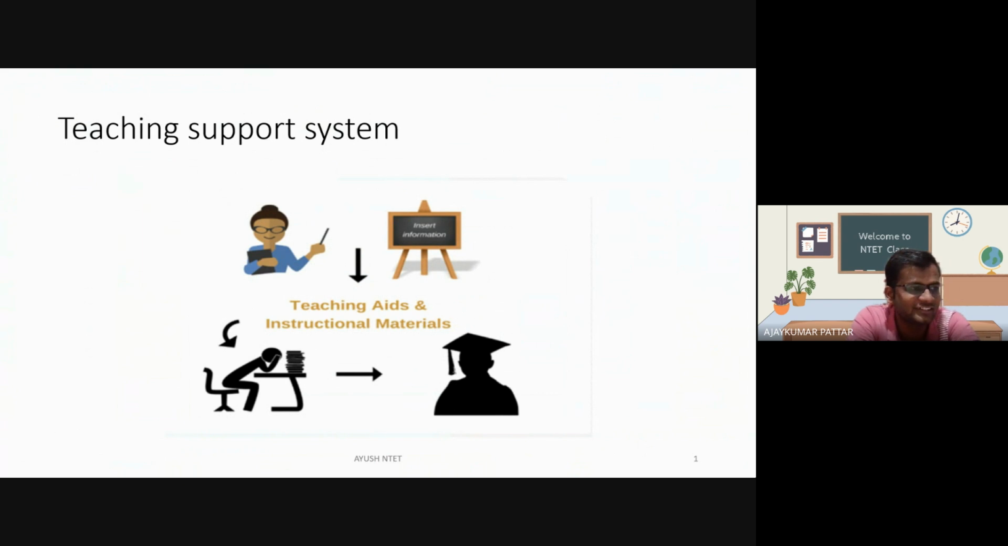What are teaching aids in general? What teaching aids have you observed at your college level? What things are used in the teaching-learning process? Can you give any example of teaching aids? Today in the teaching-learning process you are using projectors and a lot of other things to convey knowledge to the learners. These are called teaching aids.